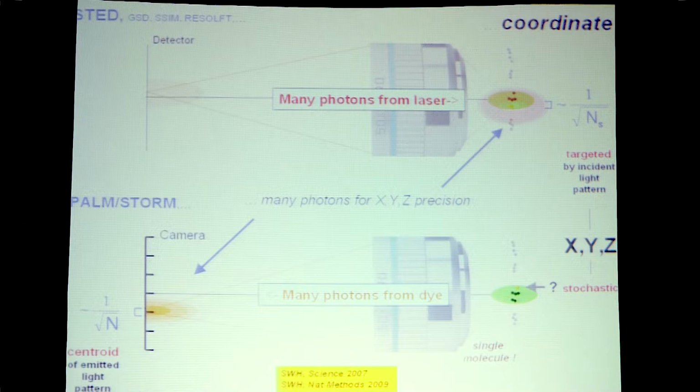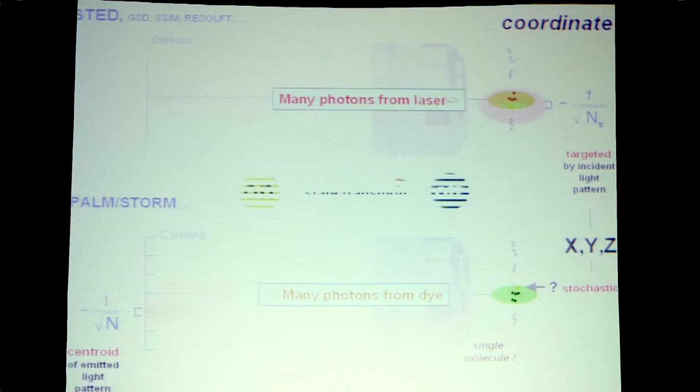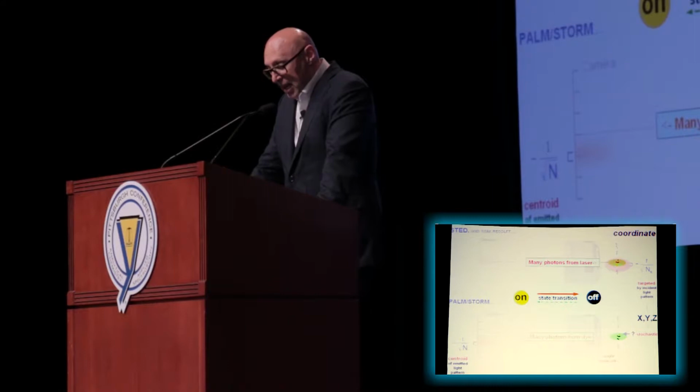And so this is actually the difference. As I said, the common basis is on-off transition, but the positioning, or the finding out of the coordinate, is done instead with many photons that come from the laser, whereas in PALM/STORM it's done with many photons that come from the dye. And then, of course, once you realize this, you wonder where the strengths and the weaknesses of each of the concepts are. It becomes very clear.